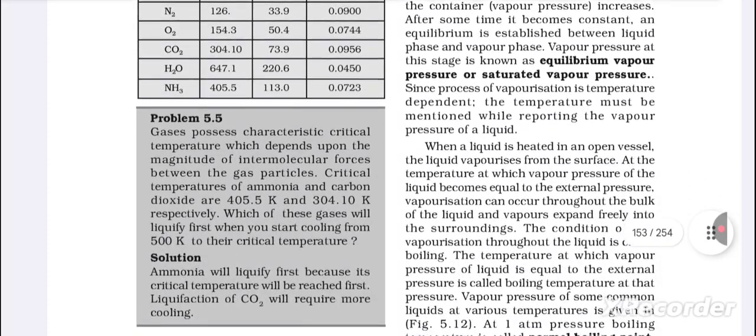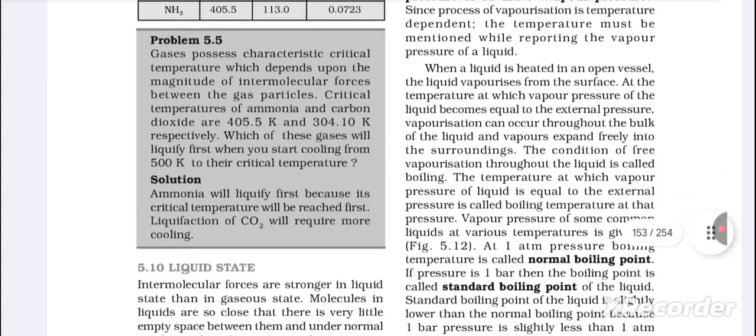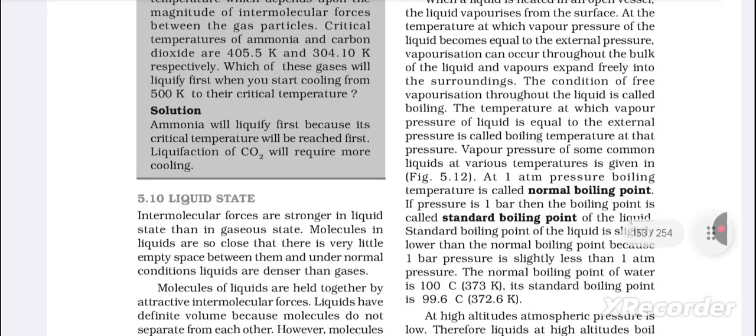Since the process of vaporization is temperature dependent, the temperature must be mentioned while reporting the vapor pressure of a liquid. When a liquid is heated in an open vessel, the liquid vaporizes from the surface. At the temperature at which vapor pressure of the liquid becomes equal to the external pressure, vaporization can occur throughout the bulk of the liquid and vapor expands freely into the surroundings. The condition of free vaporization throughout the liquid is called boiling. The temperature at which vapor pressure of liquid is equal to the external pressure is called boiling temperature.